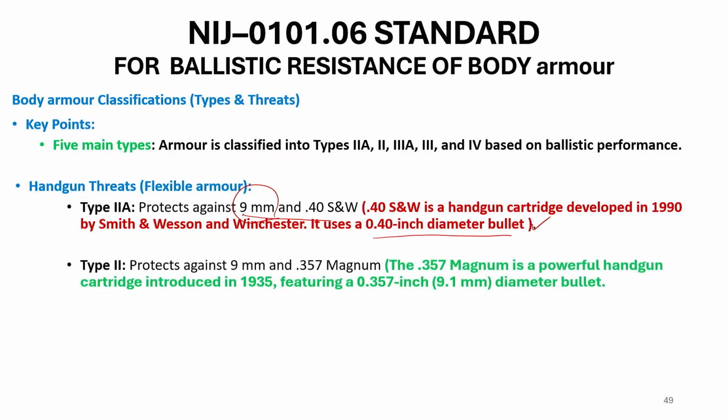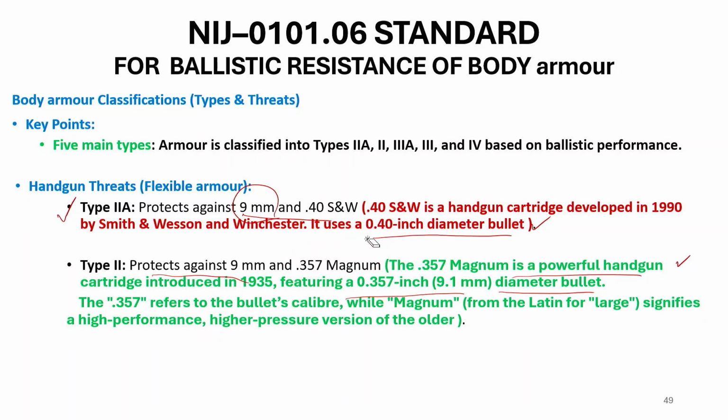Now, type 2A, so 3A is that type of threat. 2A protects against 9 mm and 0.357 magnum. So, 0.357 magnum is a powerful handgun cartridge introduced in 1935. It features a 9.1 mm diameter of bullet. So, those are the different diameters of bullet; 9 mm was the diameter.